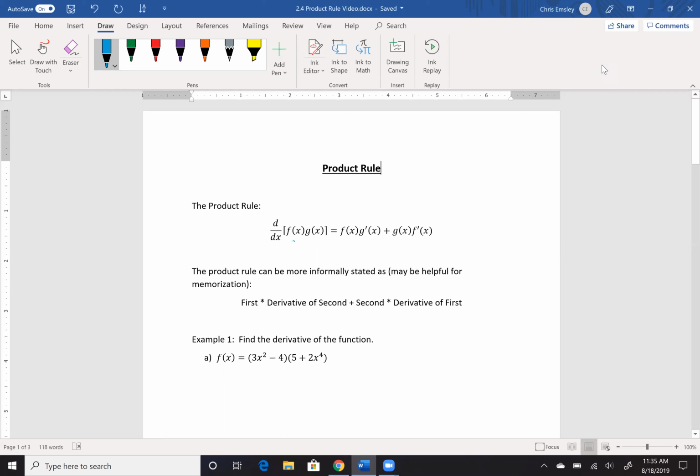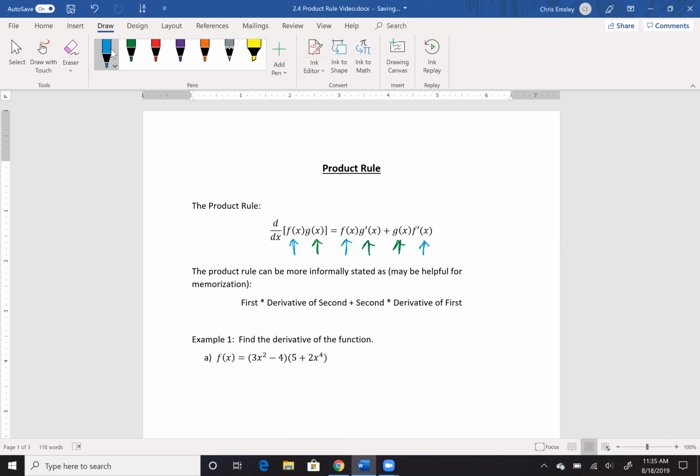Here's where we have two functions multiplied together, f of x times g of x. And to take the derivative of that product, we take the first function just as it is. Don't do any differentiating there. Just write it down as it is. Multiply that by the derivative of the second function. Then plus the second function as it is, no derivative there, times the derivative of the first function.